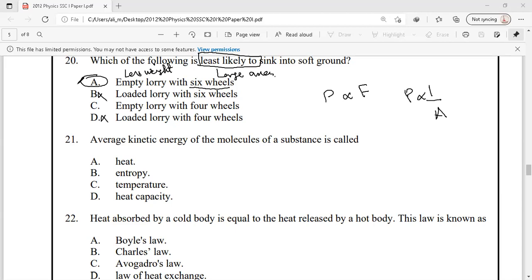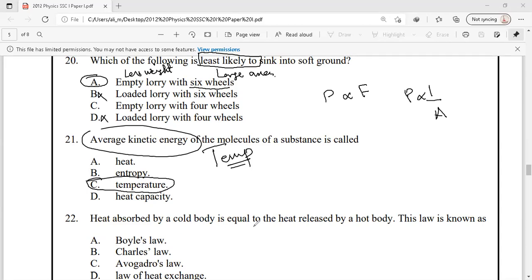In question number 21, the average kinetic energy of the molecules of a substance is known as temperature. This is one of the definitions, the microscopic definition of temperature. One we have studied is the degree of hotness or coolness. This is the qualitative definition of temperature, while the average kinetic energy is the quantitative definition of temperature. So option C is the right answer.